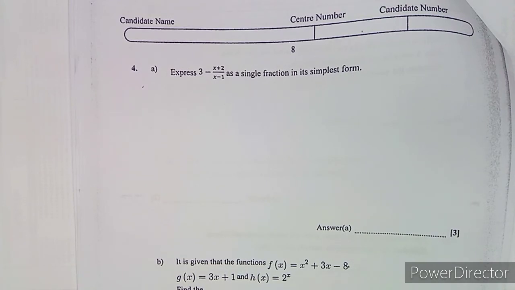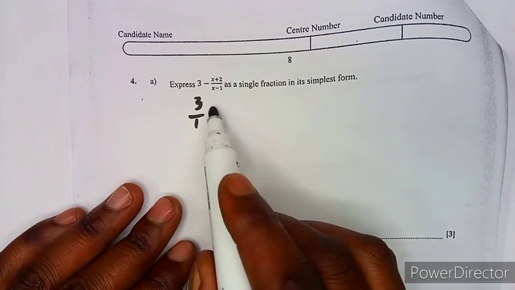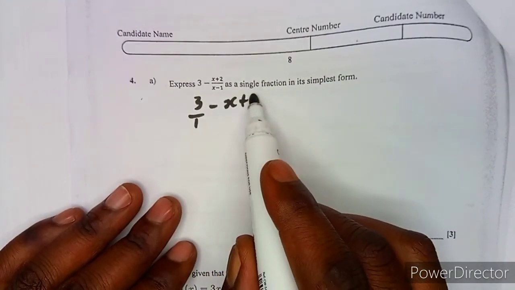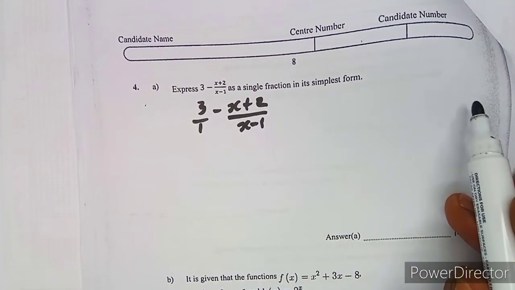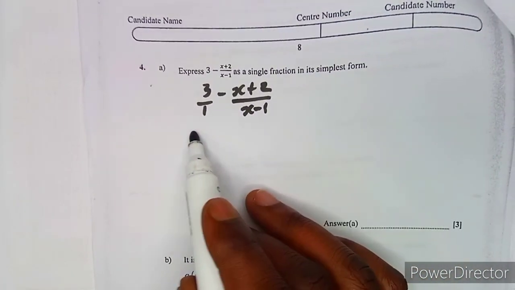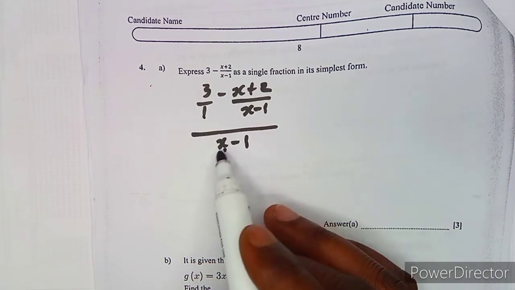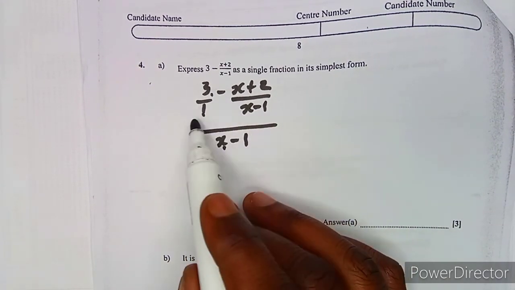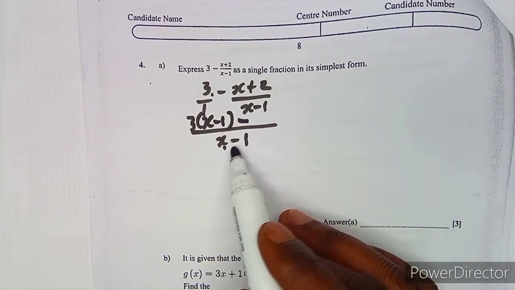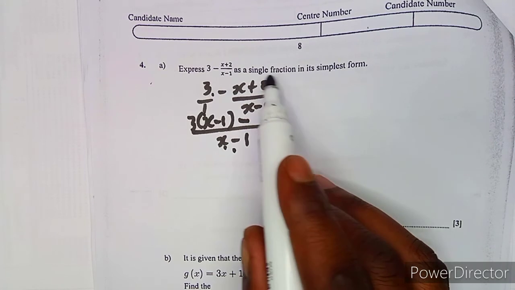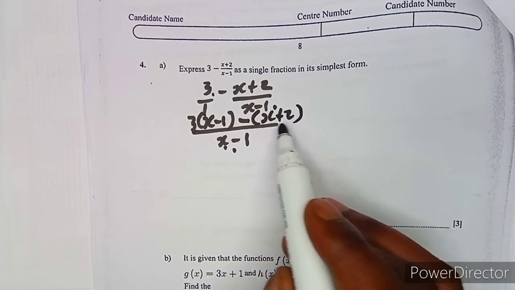Express as a single fraction. Okay, so in this case we just need to write 3 over 1 minus x plus 2 over x minus 1. So definitely here we just need the LCM, which is x minus 1. So it's x minus 1 divided by 1, which is the same as x minus 1, but times 3. So it's going to be 3 into x minus 1 minus, and x minus 1 divided by x minus 1 is 1, times, take note, is going to multiply x plus 2. So you open a bracket like this.